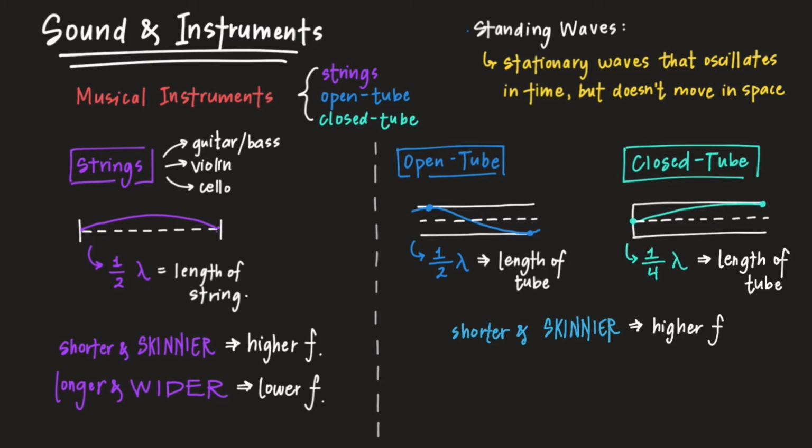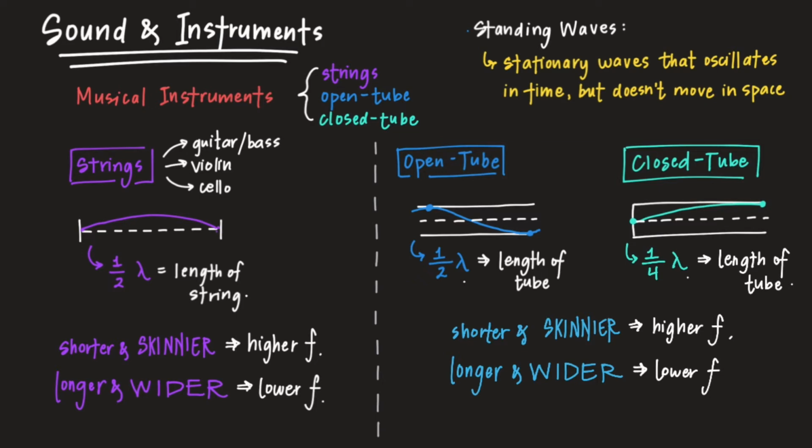So again, we see with both of these tubes, the shorter and the skinnier the tube is, the higher the frequency. Again, because if we shorten the tube, we shorten the wavelength, which increases the frequency. And again, similar to strings, the longer and the wider the tube gets, the lower the frequency we have, because we increase that length of the tube, which increases the wavelength, lowers that frequency.